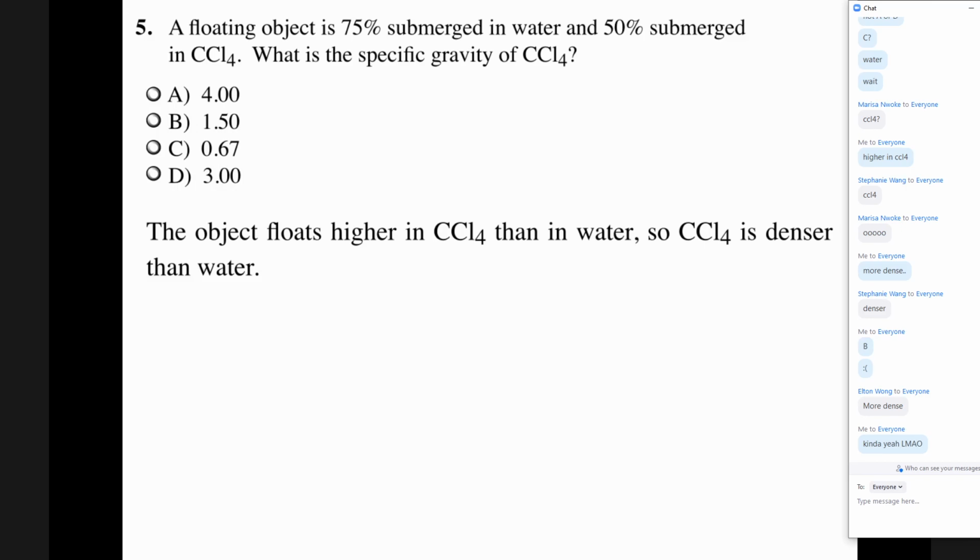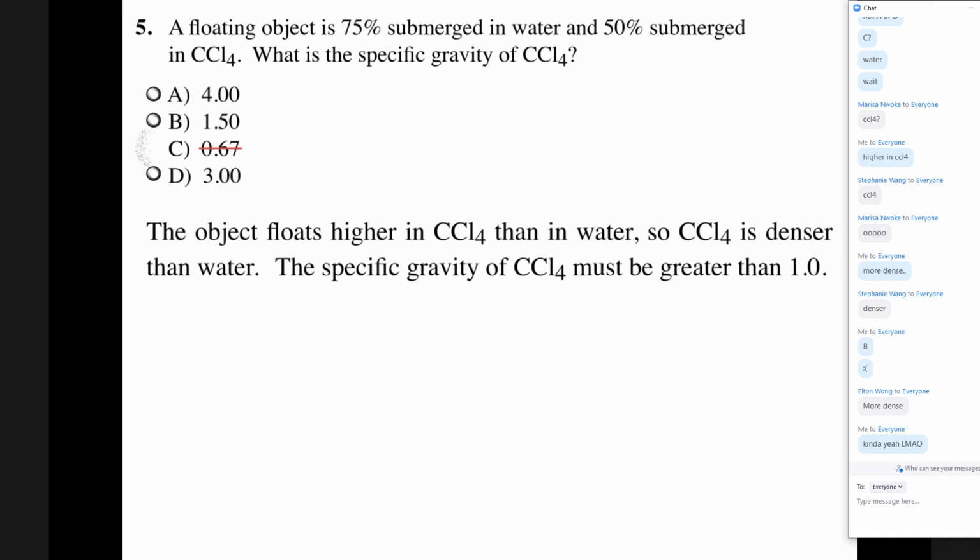Here's how you solve it formally. Okay, so with that in mind, here are the two things I know. Specific gravity is density of the object divided by density of water, or density of CCl4 over density of water if I'm going for specific gravity CCl4. But here's what they tell me. 50% submerged in CCl4, so density of the object over density CCl4, 0.5, 50%. Density of the object over density of water, 75% submerged, so 0.75.